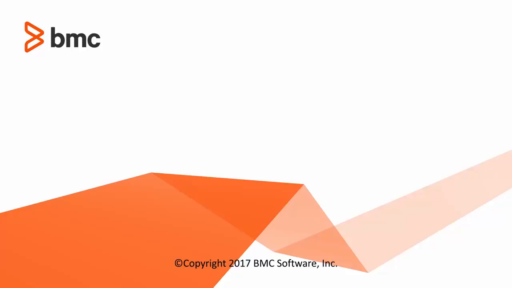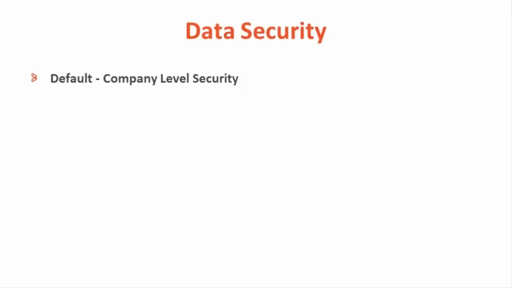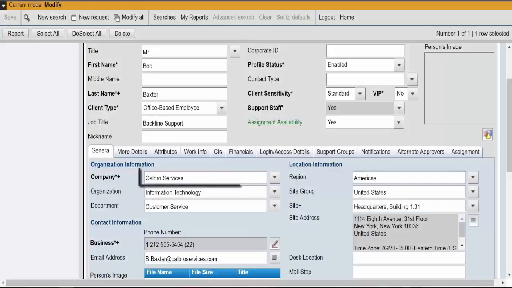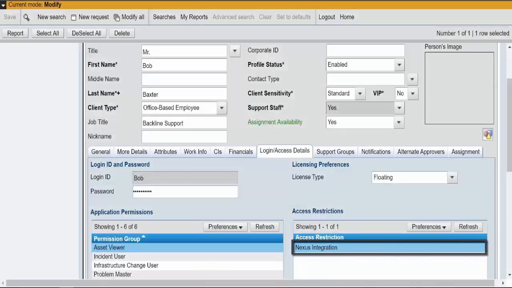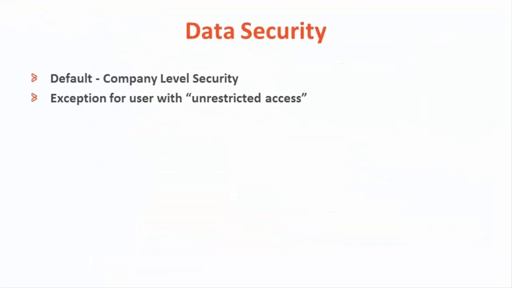Smart Reporting by default provides data security or data restriction at a company level, which means any user who is executing a report is eligible to view data in a report for the ITSM company to which he or she belongs. Also, the companies for which he or she has explicit access defined in the access restriction section. This behavior of Smart Reporting is by design. But there is an exception for users who have unrestricted access defined in the People form. This exception allows them to see data for all companies.